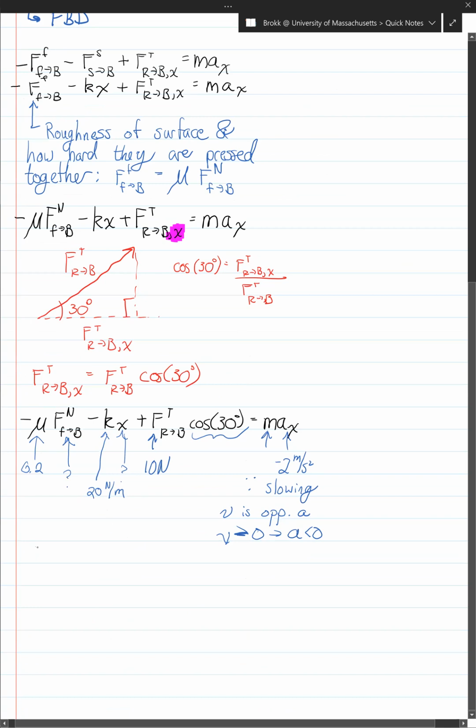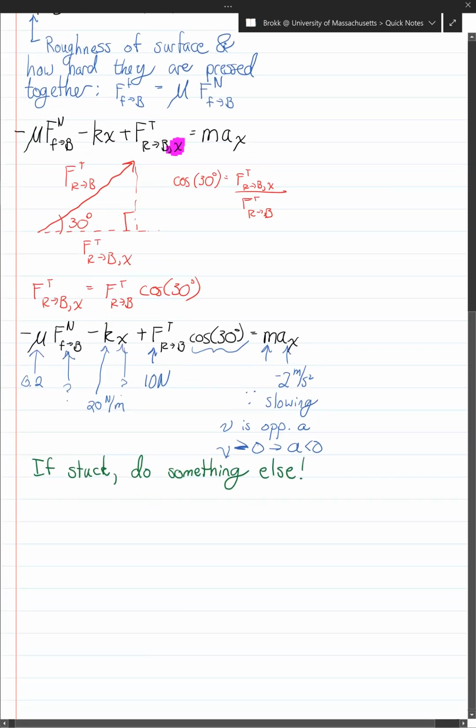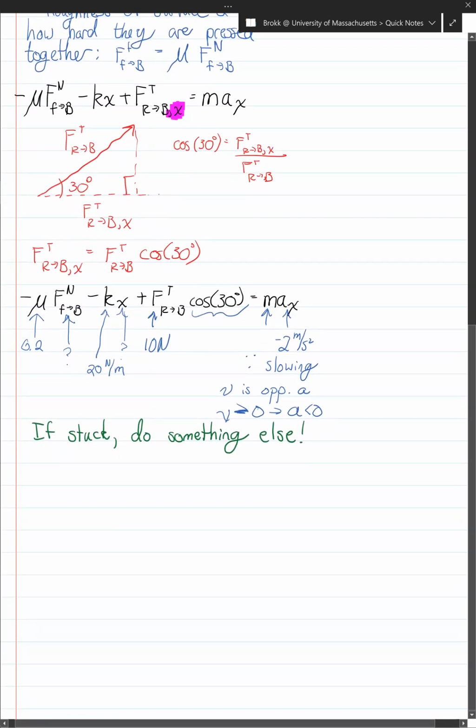in class. If you're stuck, do something else. I know it seems obvious, but you'd be amazed how many people don't think to do this. Go do something else. Try another direction, try another force, try another principle, something like this. So another direction or another principle are your two biggest things to try.